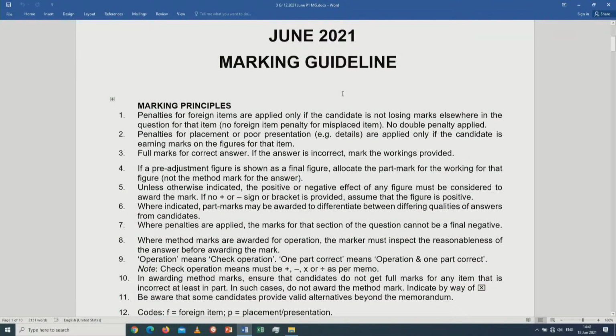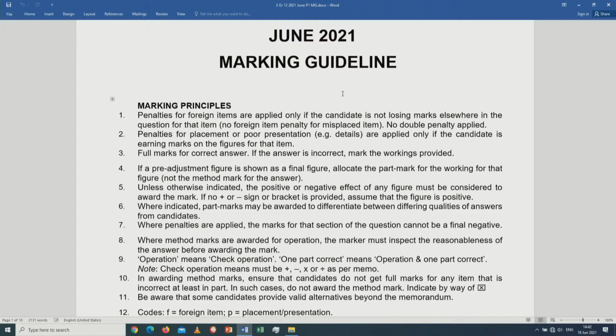Marking principle number 1: penalties for foreign items are applied only if the candidate is not losing marks elsewhere in the question for that item. No foreign item penalty for misplaced item. No double penalty applied. So remember, colleagues, we have penalties of -1 or -2 on foreign items and so on. But number 1 says penalties for foreign items are applied only if the candidate is not losing marks elsewhere. So we need to check, especially in the income statement.